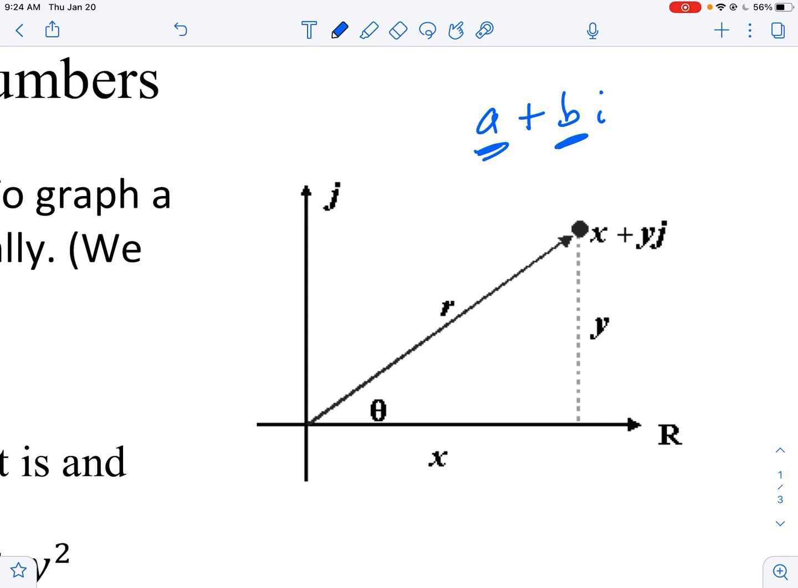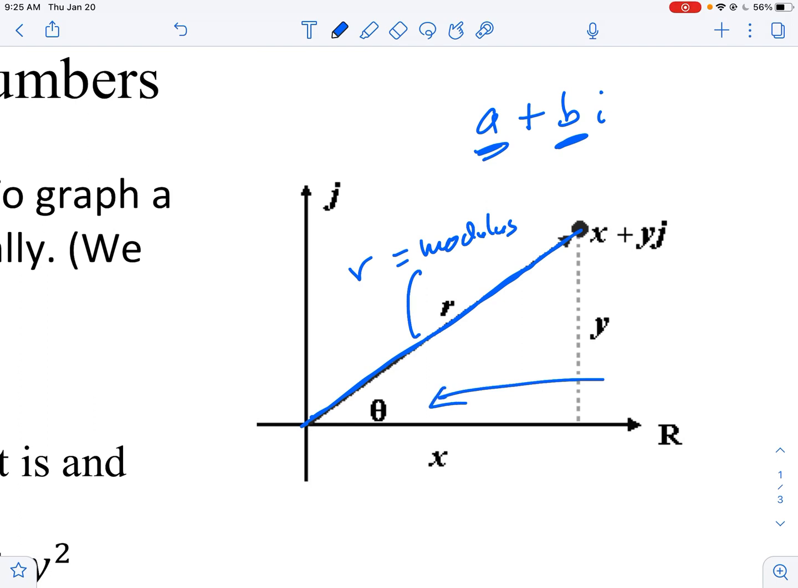Well, if this is your complex number, you can convert this to polar coordinates by figuring out how far out it is, which we call the radius, which when we were dealing with complex numbers is called the modulus. So radius equals modulus. They're the same thing. And then we have to find the angle here.